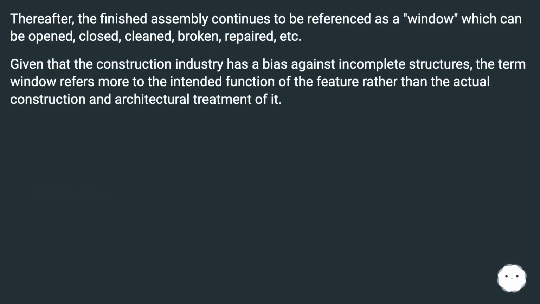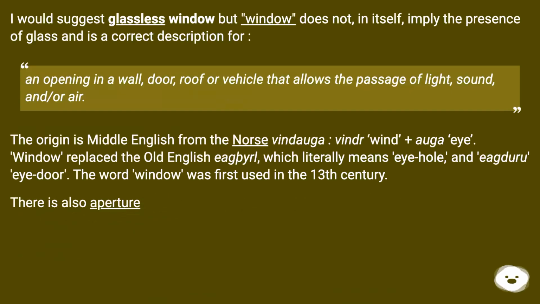Thereafter, the finished assembly continues to be referenced as a window, which can be opened, closed, cleaned, broken, repaired, etc. Given that the construction industry has a bias against incomplete structures, the term window refers more to the intended function of the feature rather than the actual construction and architectural treatment of it. I would suggest glassless window, but window does not, in itself, imply the presence of glass and is a correct description for an opening in a wall, door, roof, or vehicle that allows the passage of light, sound, and/or air.